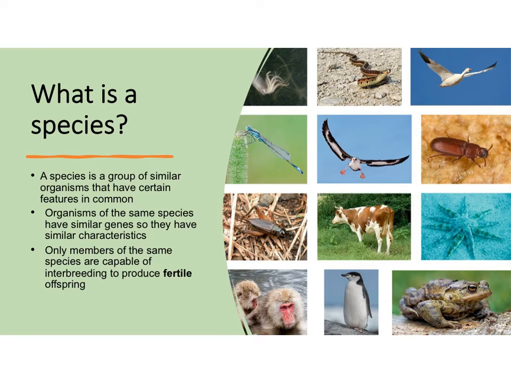And it is also important that we know what a species is. So a species is a group of similar organisms that have certain features in common. Organisms of the same species have similar genes, so they have similar characteristics, and only members of the same species are capable of interbreeding to produce fertile offspring.